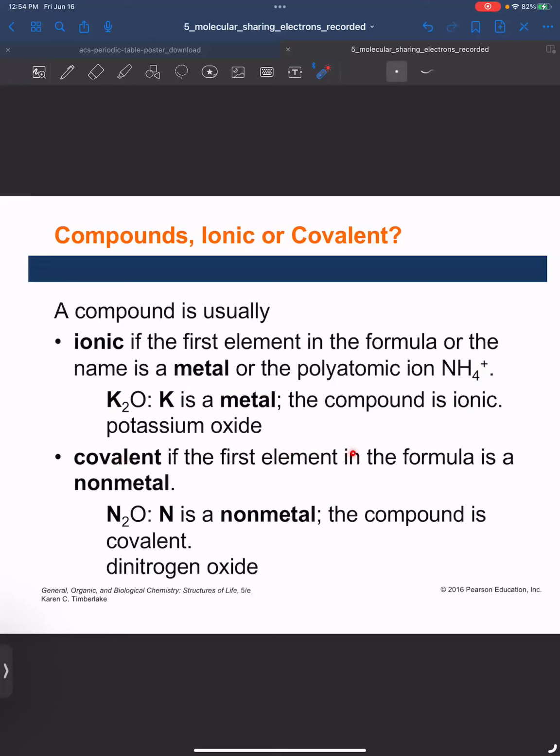Covalent, if the first element in the formula is a non-metal. Now be careful, make sure it's not ammonium. But if it's not, like in this case here, N2O, seeing that nitrogen's a nonmetal, we can assume this compound is covalent. Once again, dinitrogen monoxide. We should include that mono there for that name. So let me read that here. Dinitrogen monoxide.